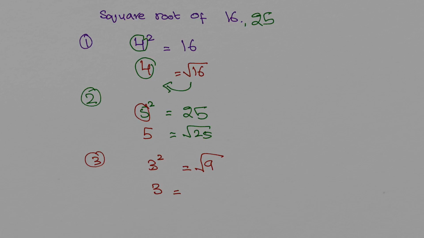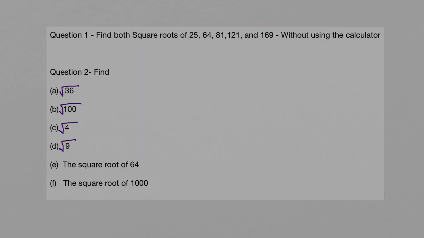Root 9 would be equal to 3. So I've shown you a few examples. Now you need to do question number 1 and 2 by yourself. Find both square roots of 25, 64, 81, 121 and 169 without using a calculator, please.